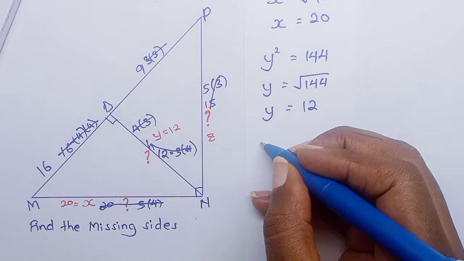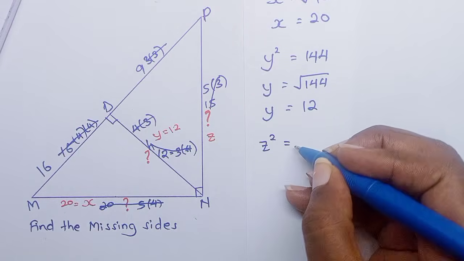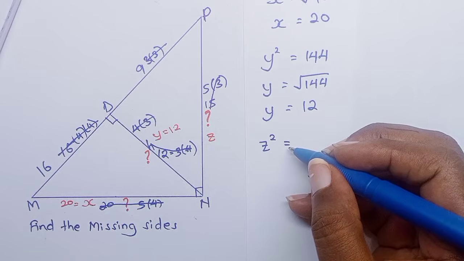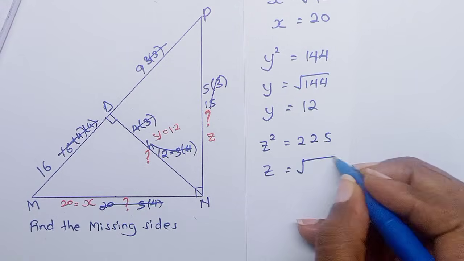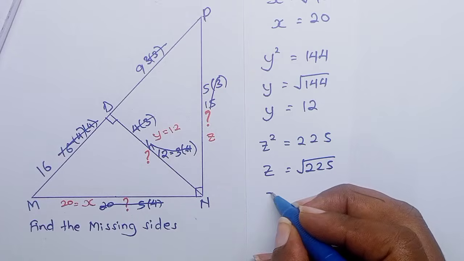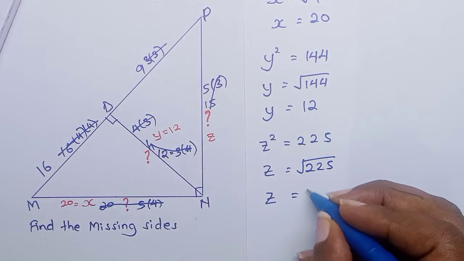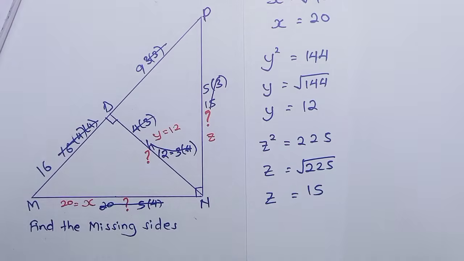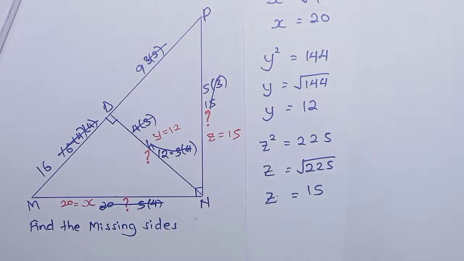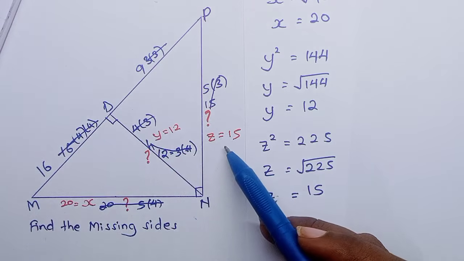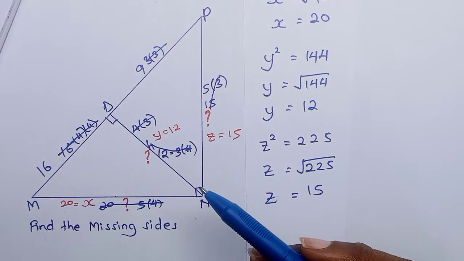Then z squared is equal to w, and we've got the value of w as 225. So z is the square root of 225, so z is equal to positive 15. So here, this is equal to 15. As you can see, even in this approach, we have got the same values as we got before. So this is 20, this is 12, and this is 15. So those are the missing sides.